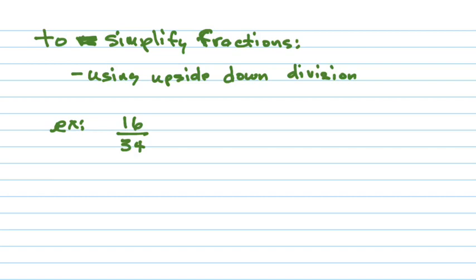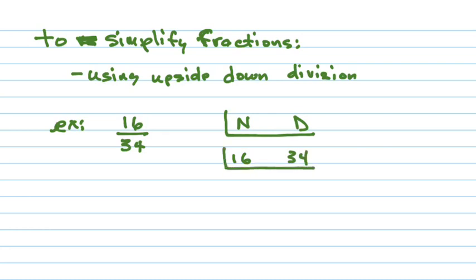Well, you can do it using what's called upside down division. If you simply put the numerator and then the denominator in a division symbol, and then just divide out things that are common to them until there's nothing common anymore. So in this case, that would be 16 there and 34 there. You've got to get the right one in the right spot.